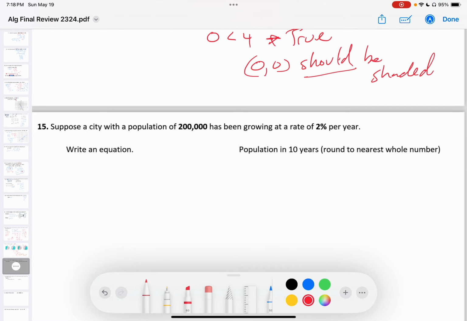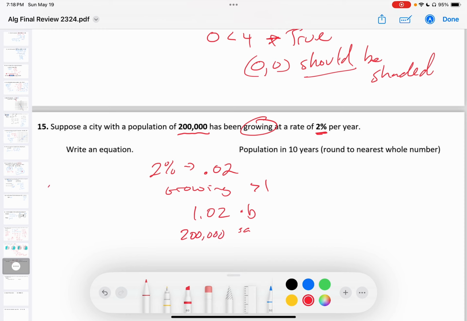All right, 15, we get into some exponential stuff here. So we have a city whose population is 200,000. That's what we're starting with. And it's growing at 2%. We talked about 2% being the same thing as 0.02. And then because it's growing, we have to be greater than 1, or 1.02. So that's our B value. Our A value is going to be that 200,000. So our equation would be 200,000 times 1.02 to the power of x equals y.